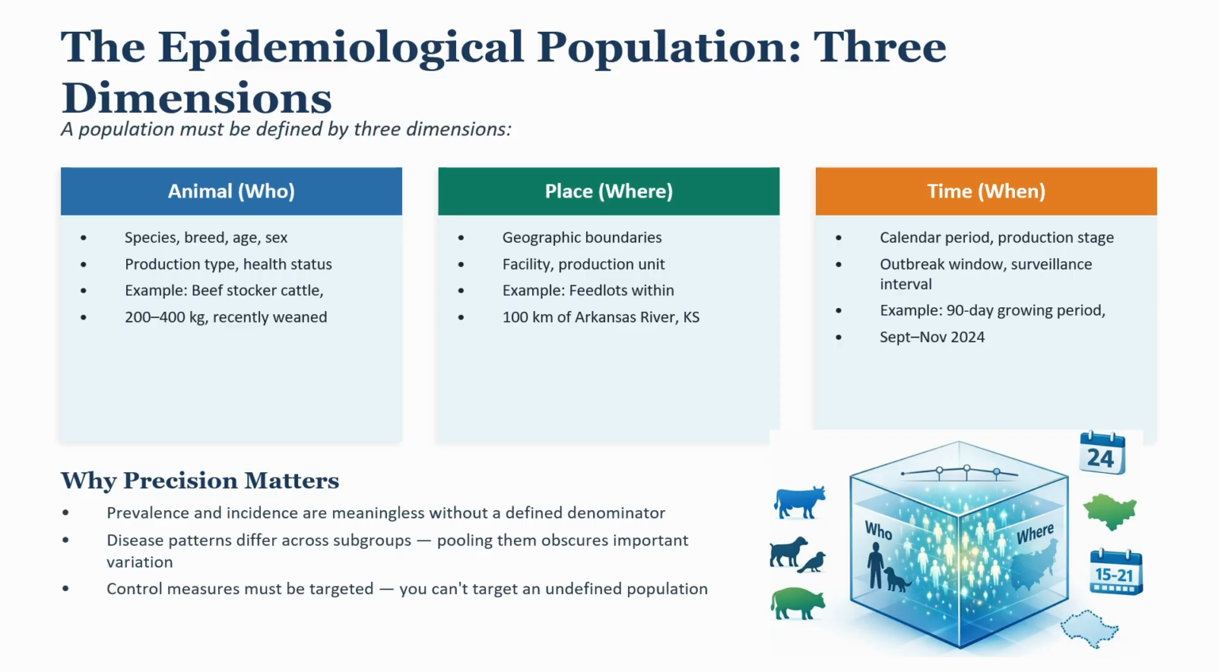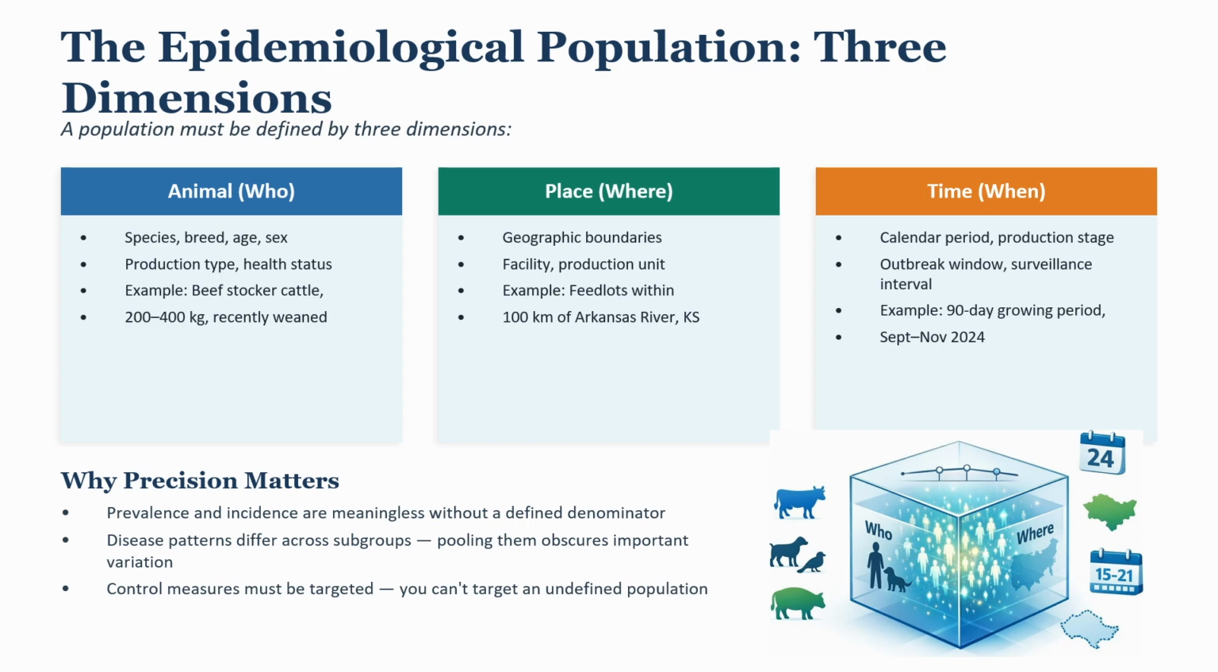Place. Where is the population located? Geographic boundaries matter both for defining exposure and for understanding context. Disease patterns differ between regions because pathogen environments, climate, management practices, and biosecurity infrastructure differ. A study of mastitis in the upper Midwest dairy belt may not apply to operations in the arid Southwest.